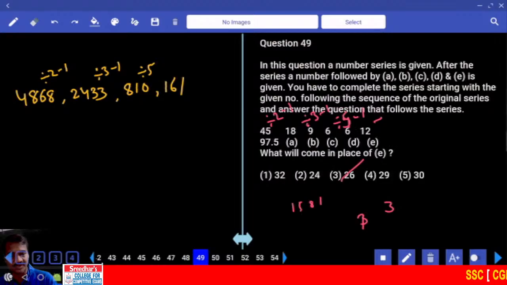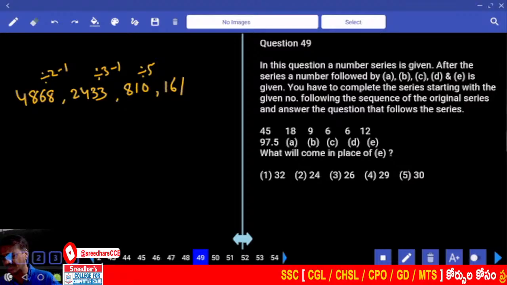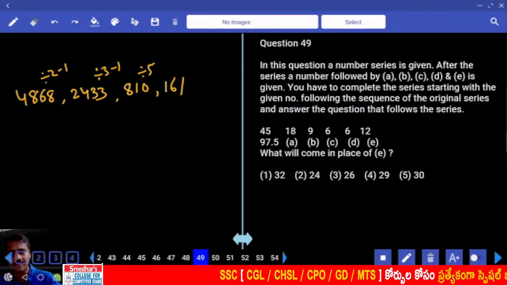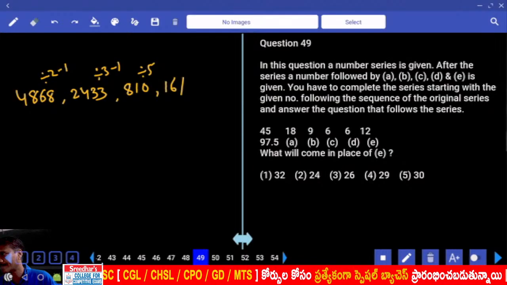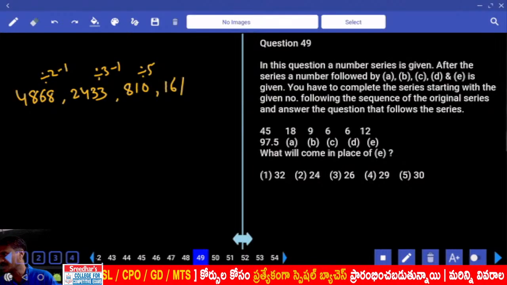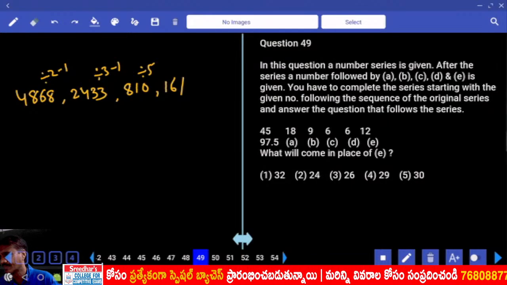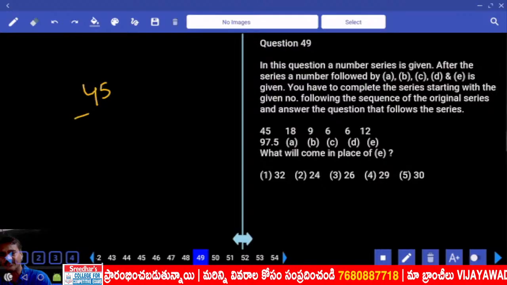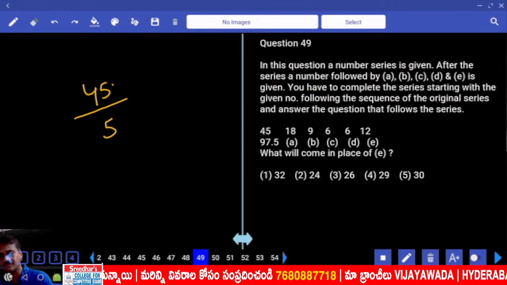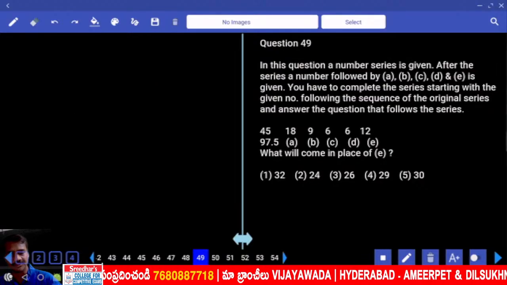Then coming to question number 49. Now 45, 18, 9 and so on. 45 and 18, how can I express this one? 45 and 18 divided by 2.5. 18 into 2.5 is 45. 45 divided by 2.5 is 18. Then 45 divided by 2.5, how does it come? 5/2. Clear? 90 by 5, 18. It came, right?